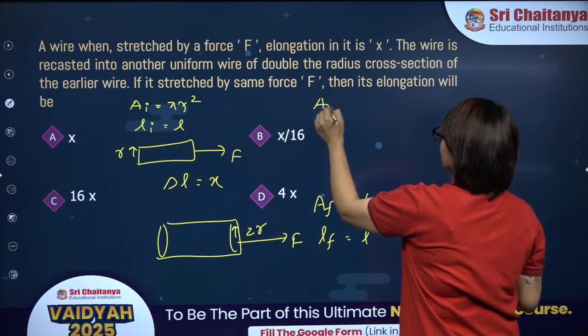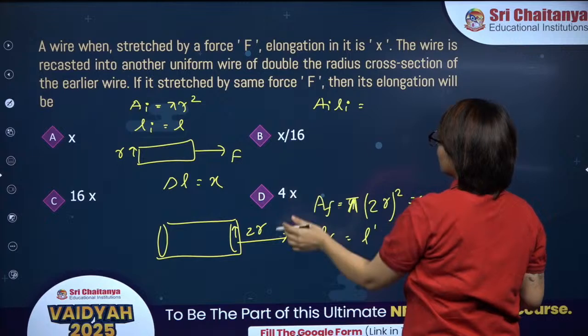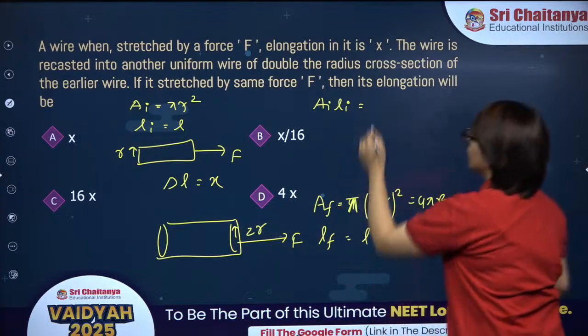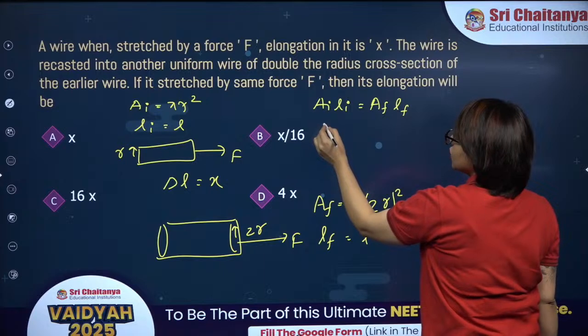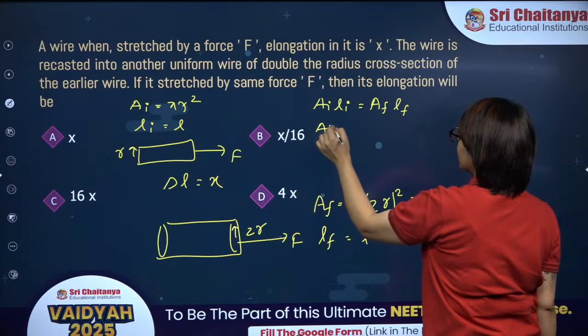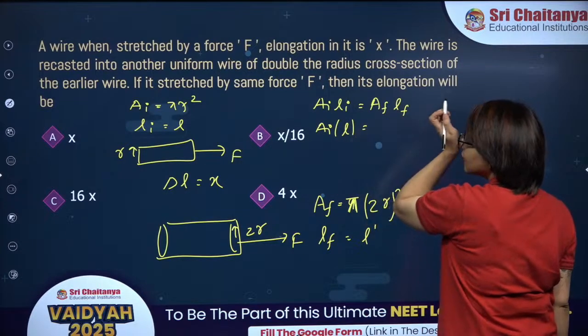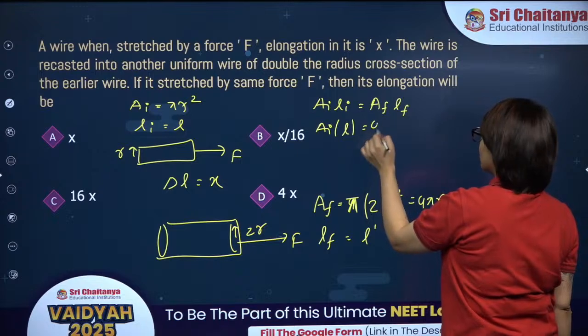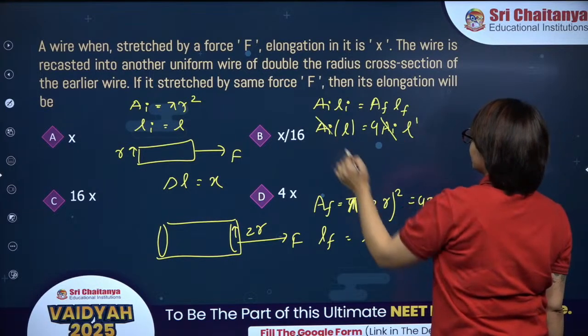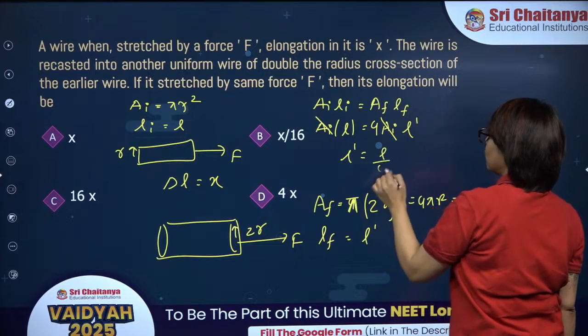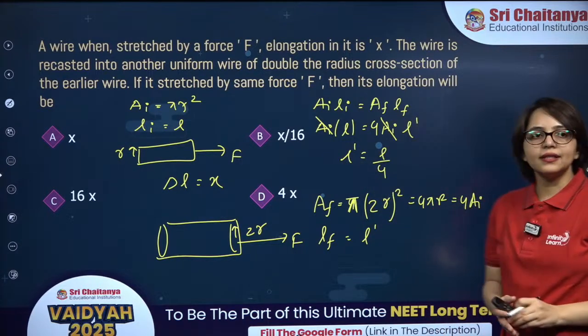So A initial into length L initial is initial volume, and it should be equal to final volume, A final into L final. A initial is A initial only, L initial is L, A final is 4 times A initial and L final is L dash. A initial cancels, so L dash is equal to L by 4.